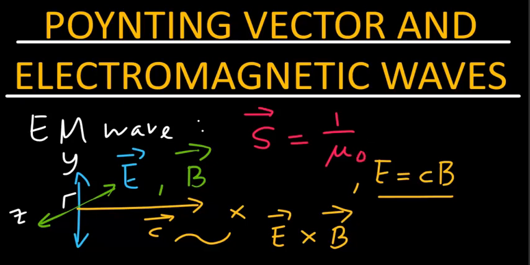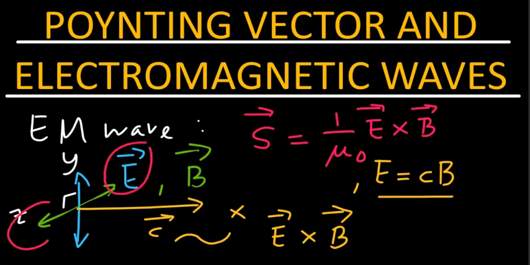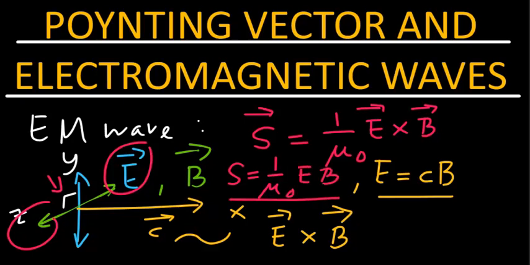1 over mu naught, where mu naught is the permeability of vacuum, times E cross B. Since we know the electric field and the magnetic field are always perpendicular to each other, the magnitude of this Poynting vector can be written in the following manner, S equals 1 over mu naught times E times B, where E is the magnitude of the electric field vector and B is the magnitude of the magnetic field vector. The direction of this Poynting vector is the direction of propagation of the wave.